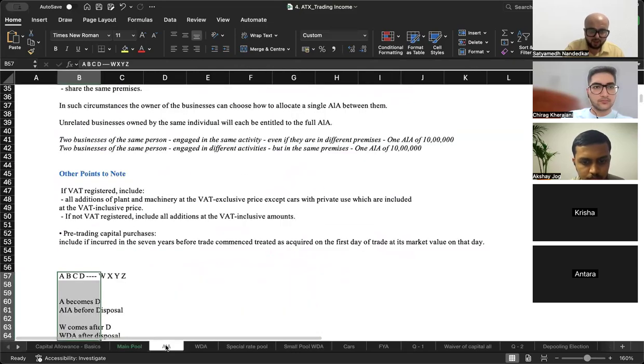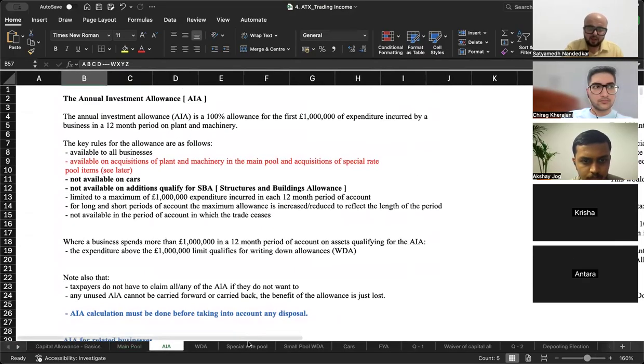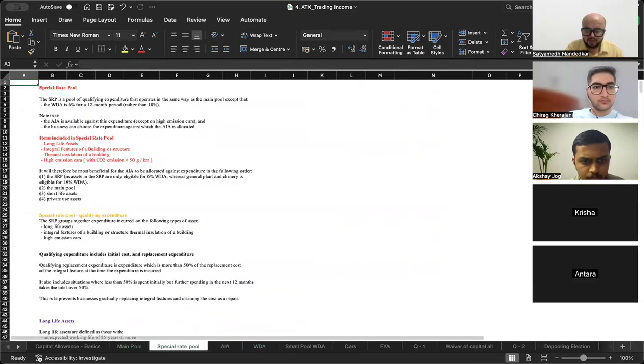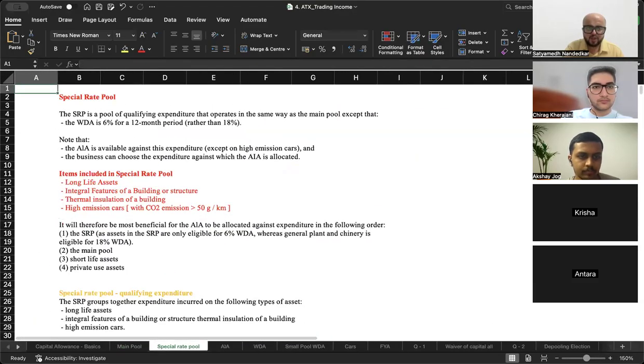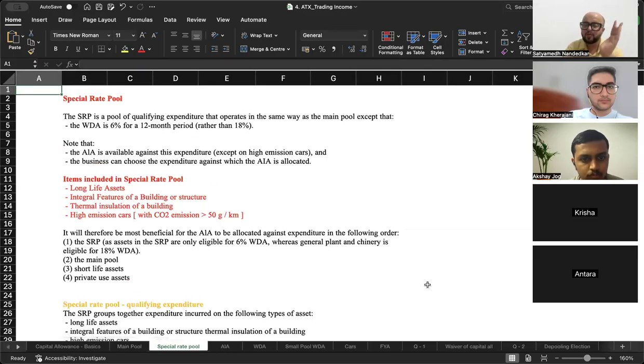Okay. In the main pool and in the special rate, there is something known as the special rate pool also. ठीक है. What items are included in the special rate pool? The special rate pool includes long life assets, integral features of a building or structure, thermal insulation of a building, high emission cars. High emission cars are cars with CO2 emissions greater than 50 grams per kilometer.